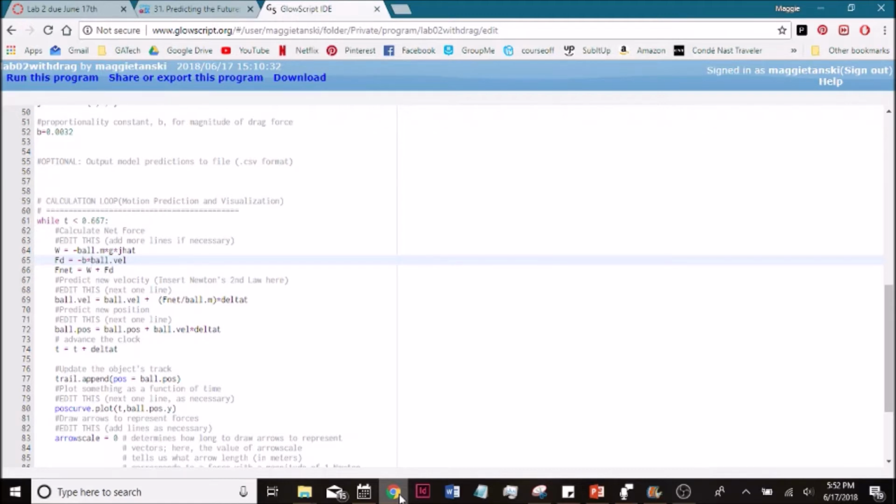But how do we find b? I found it by changing its value until the final position of the computational model was equal to the final position of the observed motion. So for this ball of paper, b equals 0.0032 newtons times seconds per meter. When we run the code with these additions, this is what we see.